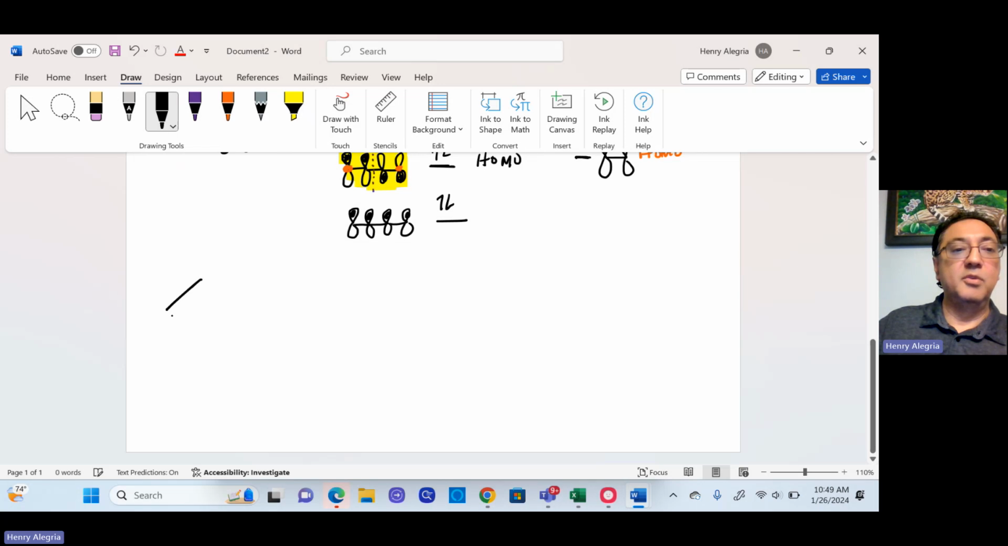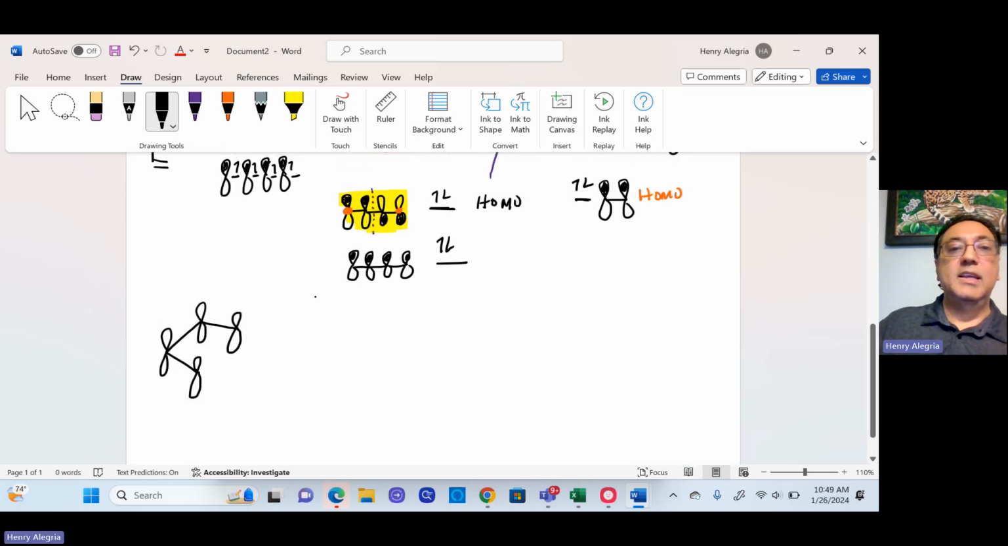And again, you will have to bear with me as I try to. Right, so this will be the HOMO of my diene. And the HOMO of my diene, the one that's highlighted there, has shaded up, shaded up, shaded down, shaded down.